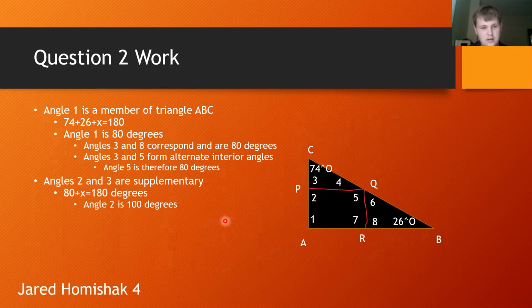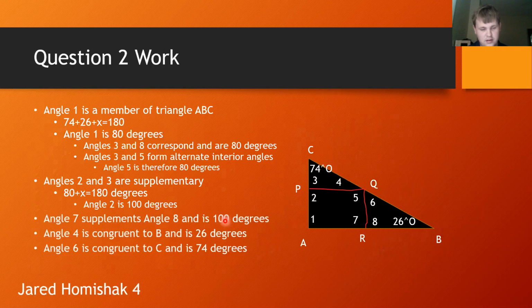So we'll take 80 degrees. We already know that angle 3 is 80 degrees. So take away that, and we have angle 2 being 100 degrees. And then we just use that knowledge to find our last 3 sets of angles. And I have that listed for you here on the slides.